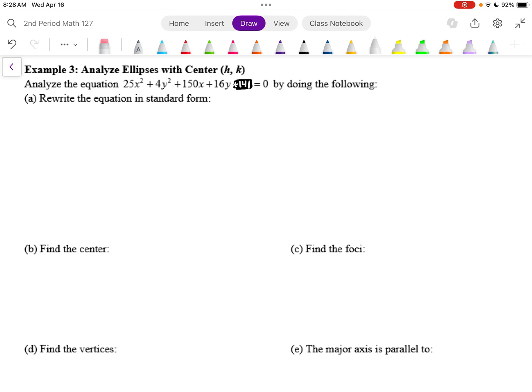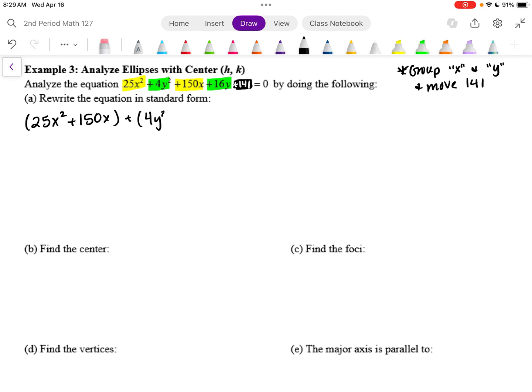Okay? So the first thing we're going to do is rewrite this equation in standard form. So I'm going to group my x together and my y together and move the 141 at the same time. So here are my x's, here are my y's. So 25x squared plus 150x plus 4y squared plus 16y equals negative 141.